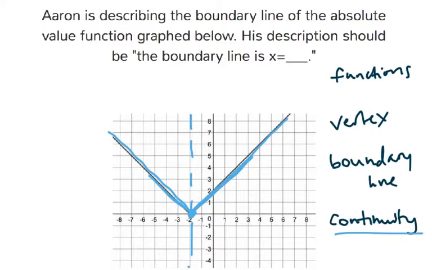Our boundary line is going to be at the location where our functions change in this absolute value function, which goes through the point -2 on the x-axis. So our boundary line is x equals -2.